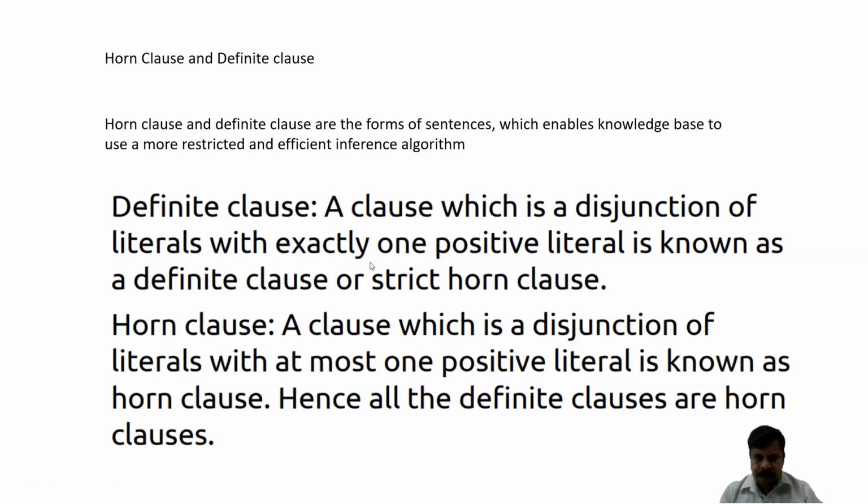If the clause has exactly one positive literal, that is known as a definite clause, and the clause which has at most one positive literal is known as a Horn clause. Hence, all definite clauses are Horn clauses.